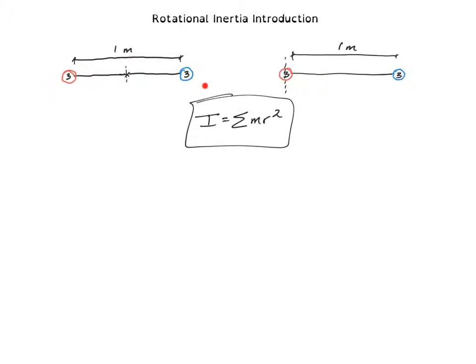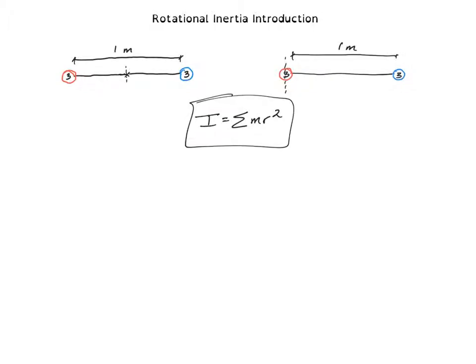In both cases we have some sort of massless rod, and at the ends we have some masses. We'll say that they're 3 kilogram masses. In our first example, the axis of rotation is right in the center of those two masses, and the axis of rotation for the second example is at one of those ends, at one of those masses. What we want to do is calculate what the rotational inertia is here. So let's do that.